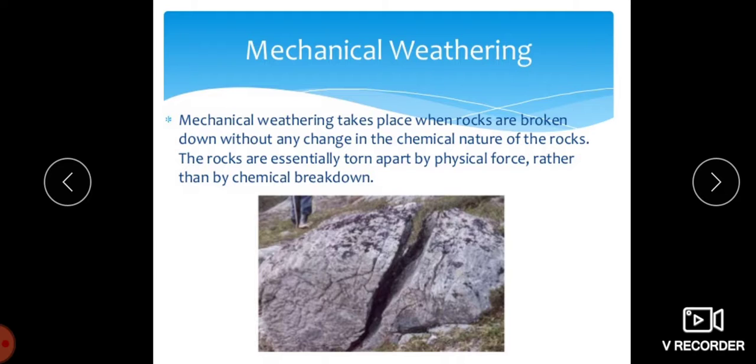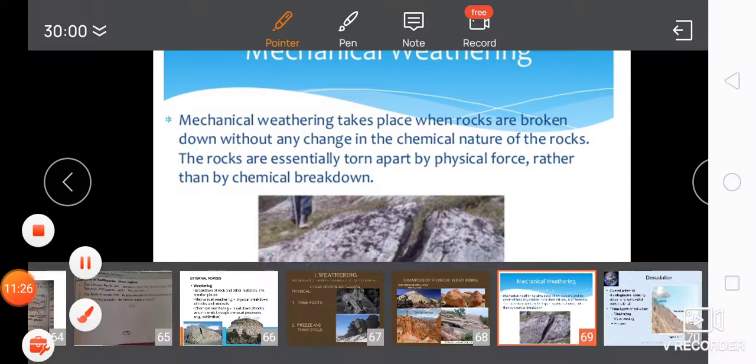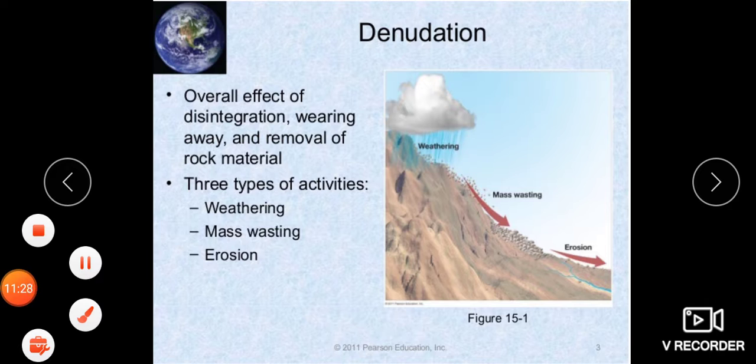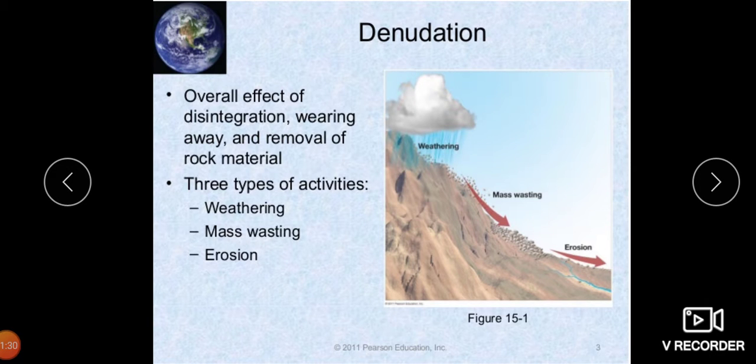So these are all the external forces. So children, in the next class, we will study what we mean by denudation, and what the agents of denudation are.